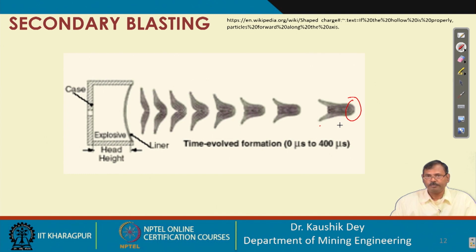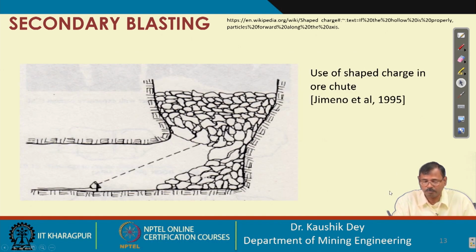So if we use a shaped charge in secondary blasting, that will reduce the requirement of the explosive quantity in a plaster shooting case. Okay, so that is the benefit we can have. There is another application of this also.